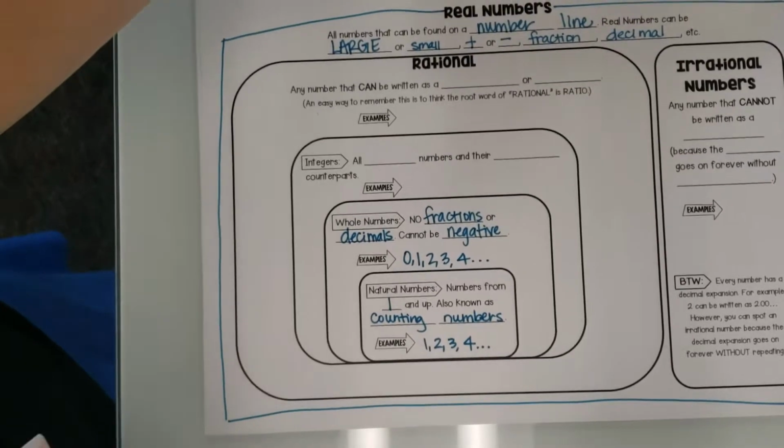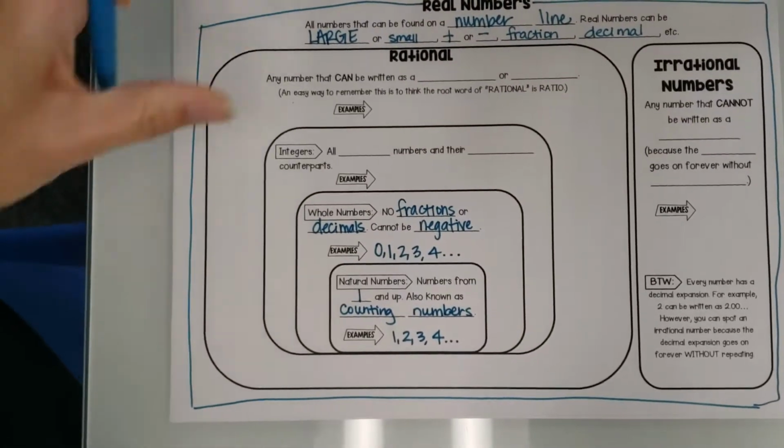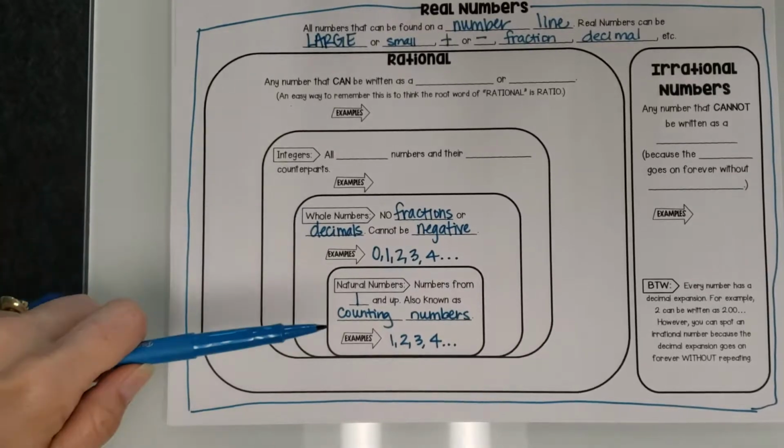Goodness, I was grabbing my water and it bumped my screen here. Sorry. Okay, so between natural and whole numbers, the only difference is a 0.